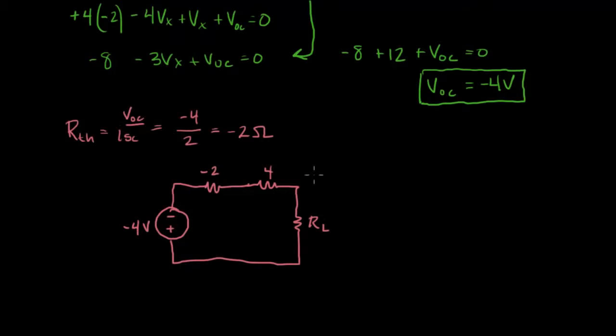Okay, so remember our diagram before. We need this to equal the resistance up here. So RL simply equals 2 ohms.